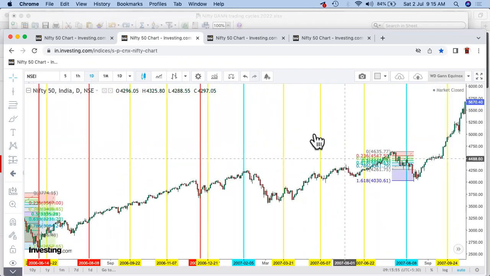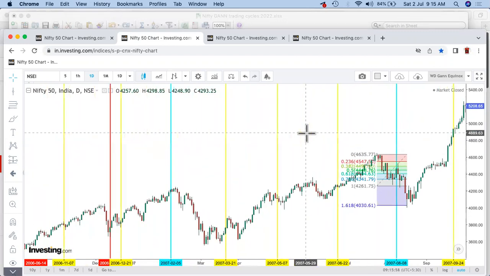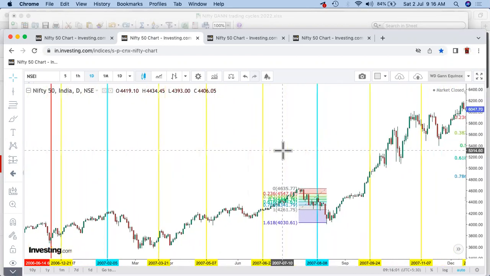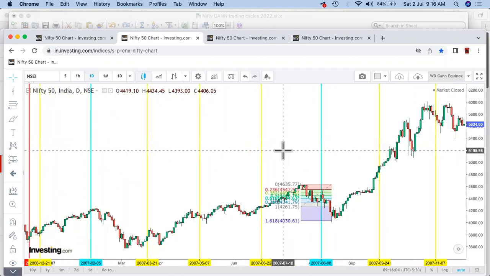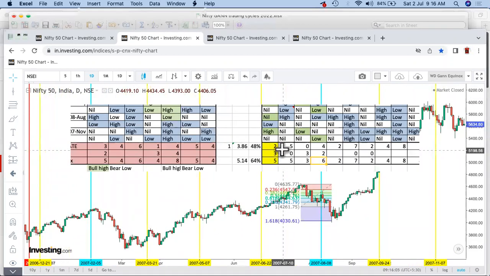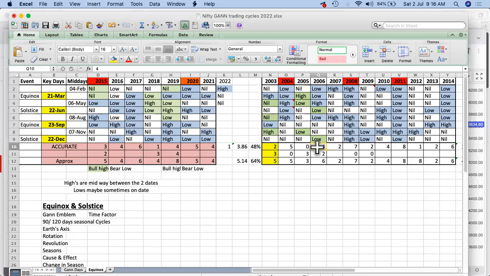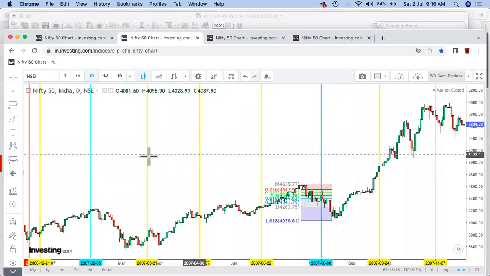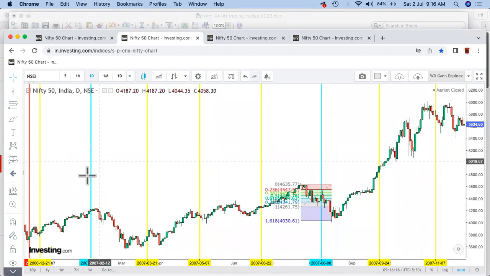Let's go to the next year. We have already summarized 2006. 2006 was 4 accurate, 2 approx, which makes a figure of 6. Let's go down to 2007. So 2007, probably this was a high date within 2-3 days, so that will be considered as high.